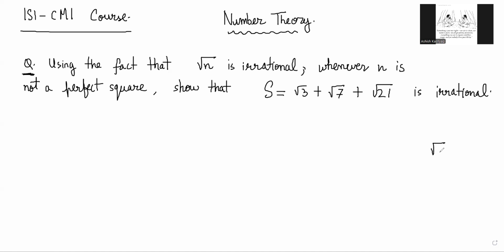You have seen proofs of things like square root 2 is irrational from very low classes. So similar concepts, but a slightly more advanced problem. You have to prove that S, which is root 3 plus root 7 plus square root of 21, is irrational. The hint here is to try a proof by contradiction.